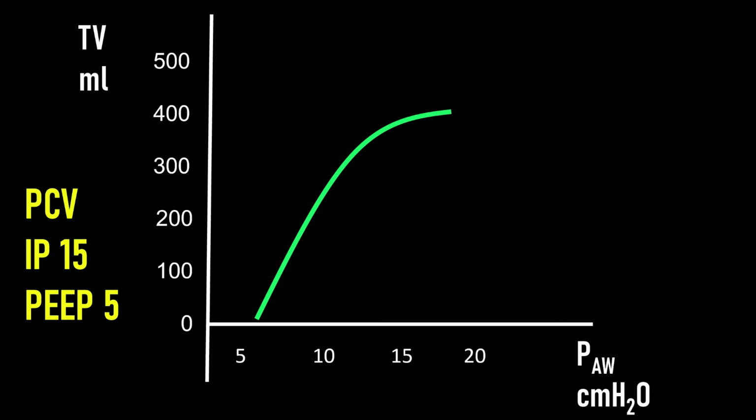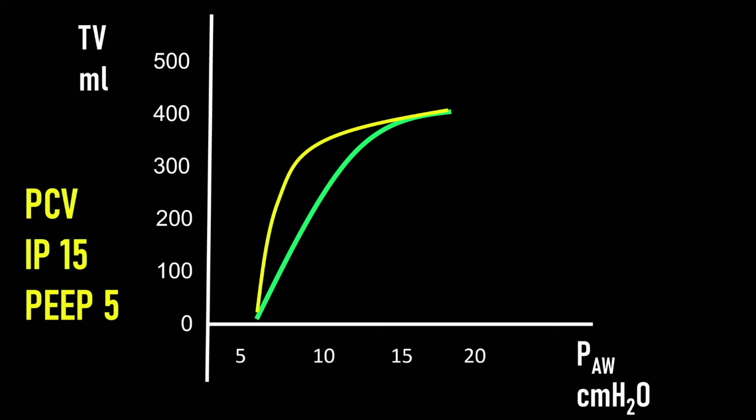Now carefully look at this and see what you think is going on. Your initial response is probably that this looks okay, it looks fairly normal, but it would if this was a volume control breath. But in fact, if you look to the left of the screen, this is pressure control ventilation with an inspiratory pressure of 15 and a PEEP of 5.